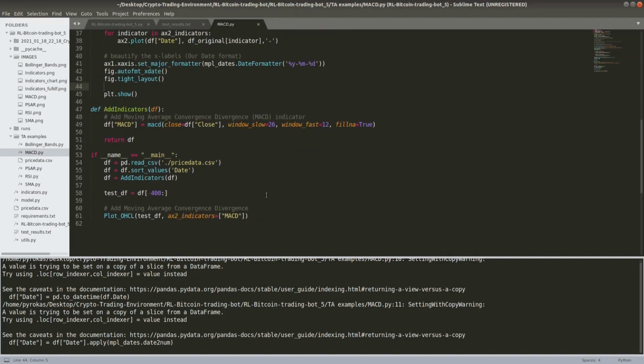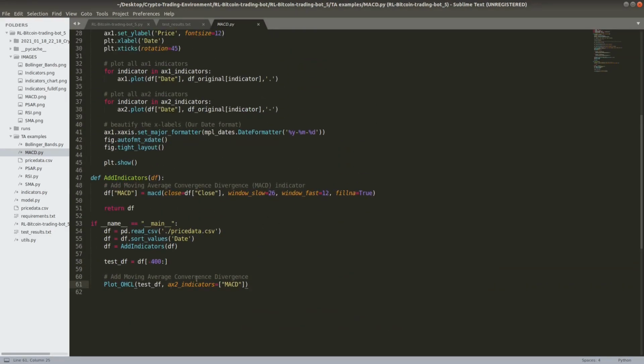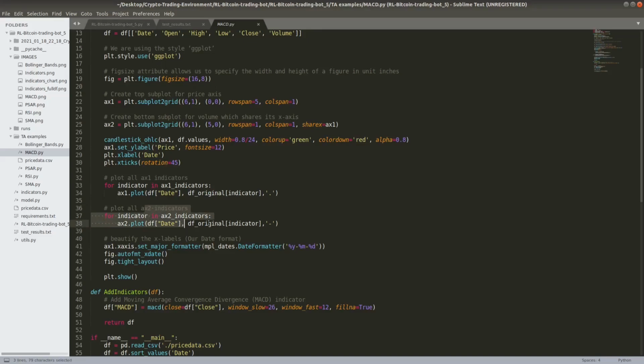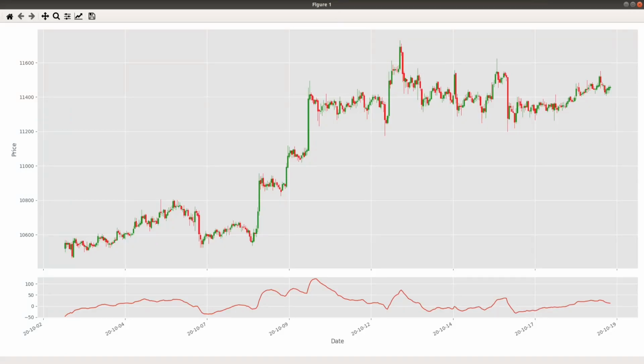Actually, as you can see, we use the AX2 indicator. This is my other subplot where I plot my indicators. So as a note, there are 4 of them. The MACD is calculated by subtracting the 26-period exponential moving average from the 12-period exponential moving average. Actually, there's nothing more that I could explain about the MACD.